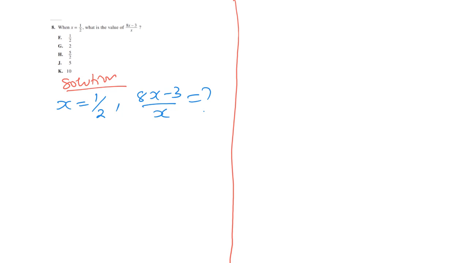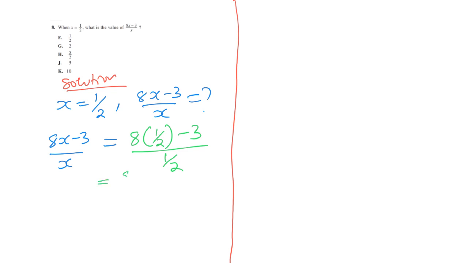Now we have 8x minus 3 over x. Substitute the x value given to you. This is 8 times a half minus 3 over a half. So you know how to manipulate fractions. You deal with the bracket first. So this is 8 over 2 minus 3.